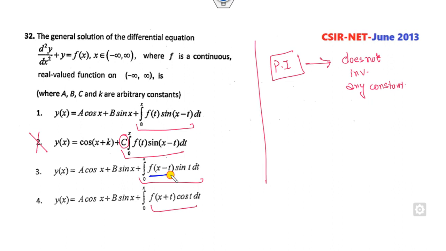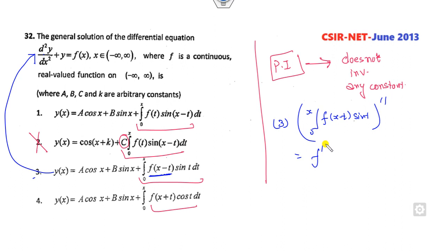Secondly, look at this function. If I assume the third option is correct, then if I substitute this value here, what is y double dash? What is the second derivative in this case? If I take the second derivative, definitely it will give you the second derivative of this. But the right hand side is only f of x. It does not equal f of x. It only happens when f is a constant only. Then only it happens. That's why if I consider f is 1, then the options hold.